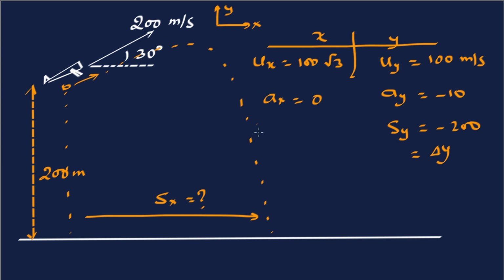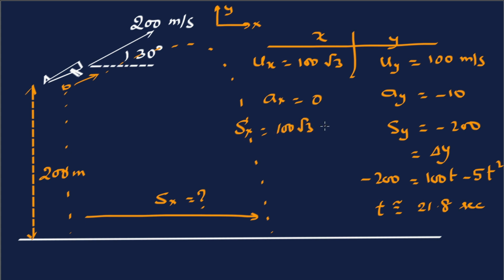The fact that it went up and then down doesn't matter. S stands for displacement. So minus 200, S is equal to ut, 100t plus half at squared, minus 5t squared. So that gives us time of travel for the bomb as approximately 21.8 seconds. So let's take that and put it into the Sx formula. Sx is 100 root 3 multiplied by 21.8. That's your answer. Of course, you can go ahead and simplify that. I'm going to leave it like that.